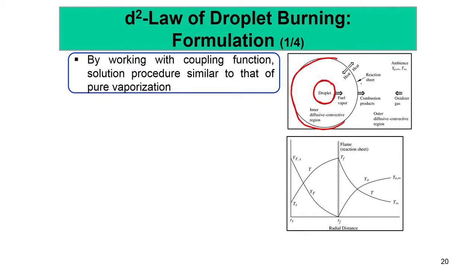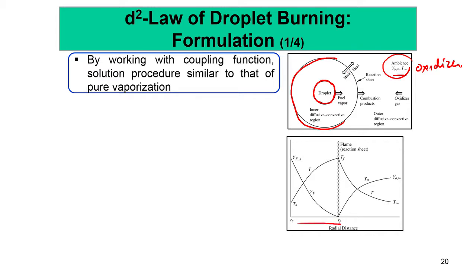Because here you can have oxidizer in the ambient, as you see here, this contains Y_O infinity, T infinity. So the ambient contains the oxidizer, and this droplet is basically a droplet of fuel. So this droplet will provide the fuel vapor, and the ambience contains oxidizer. So the fuel vapor and the oxidizer meet, and if you have a flame at a certain standoff distance, at a certain radius, that radius will be given by this r_f, the flame radius.